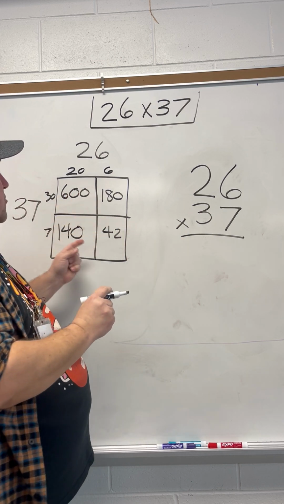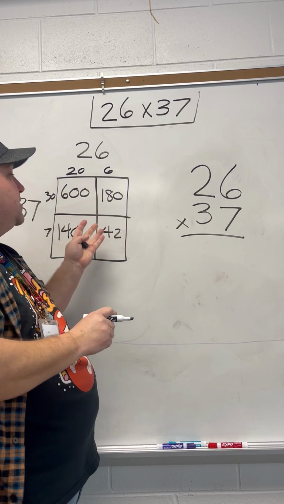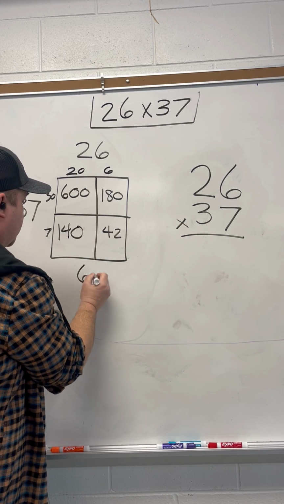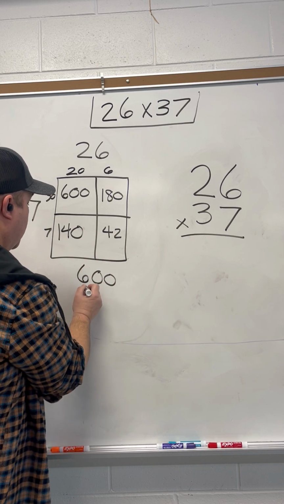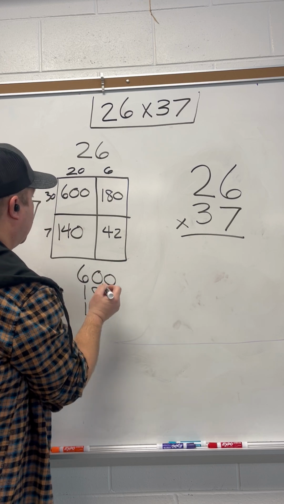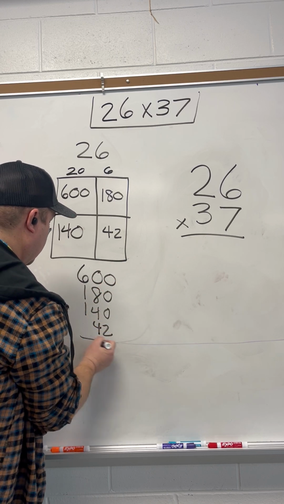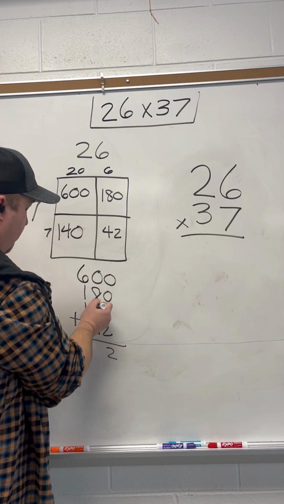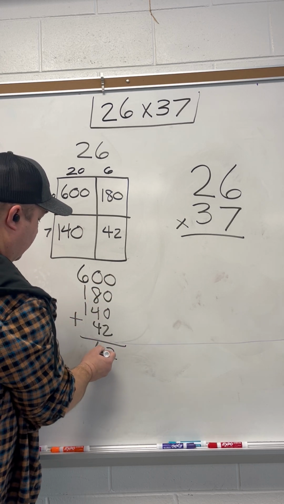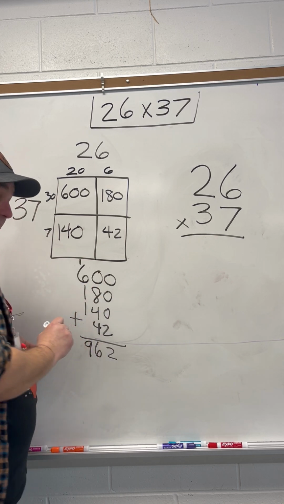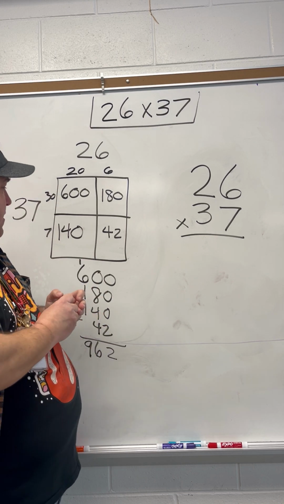So I have four partial products, four parts, product meaning multiplying. So we're going to add these up. So we got 600, 180, 140, and 42. So we're simply going to add these up. We get a 2 here. 4 plus 4 is 8, plus 8 is 16. Then 6, 7, 8, 9. So we get 962. All right.